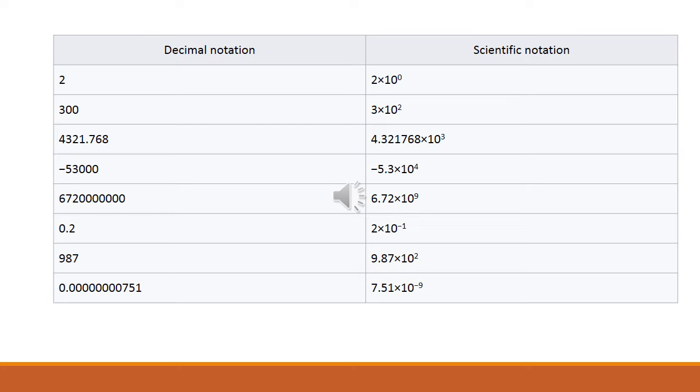That's why we have written it as 4321.768 into 10 to the power 3. And there are other examples given in the slide, you can see, and you can also take further help from the topic given in the book.